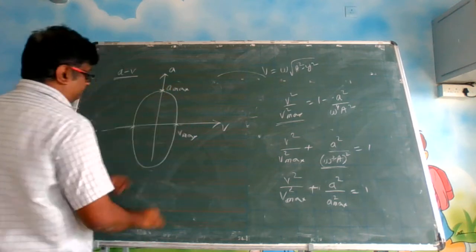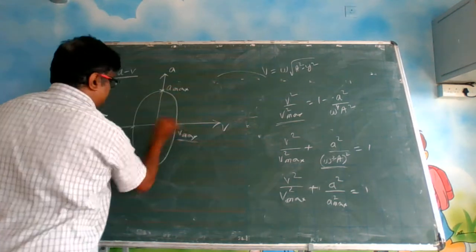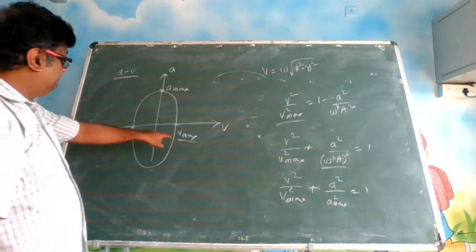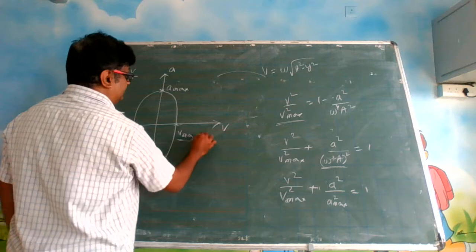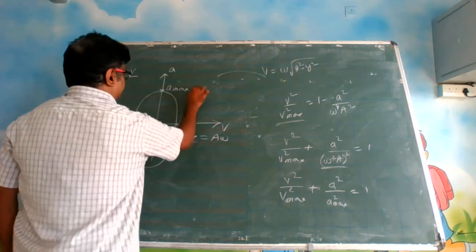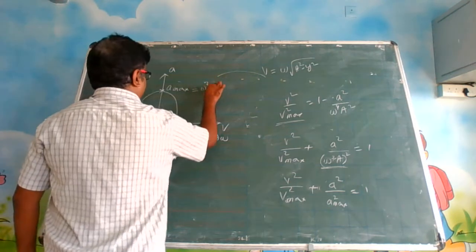Okay? When v maximum happens, acceleration becomes 0. Look, when v becomes maximum, acceleration becomes 0. So what are the a maximum value and v maximum value? This is A omega, and this is omega square A.